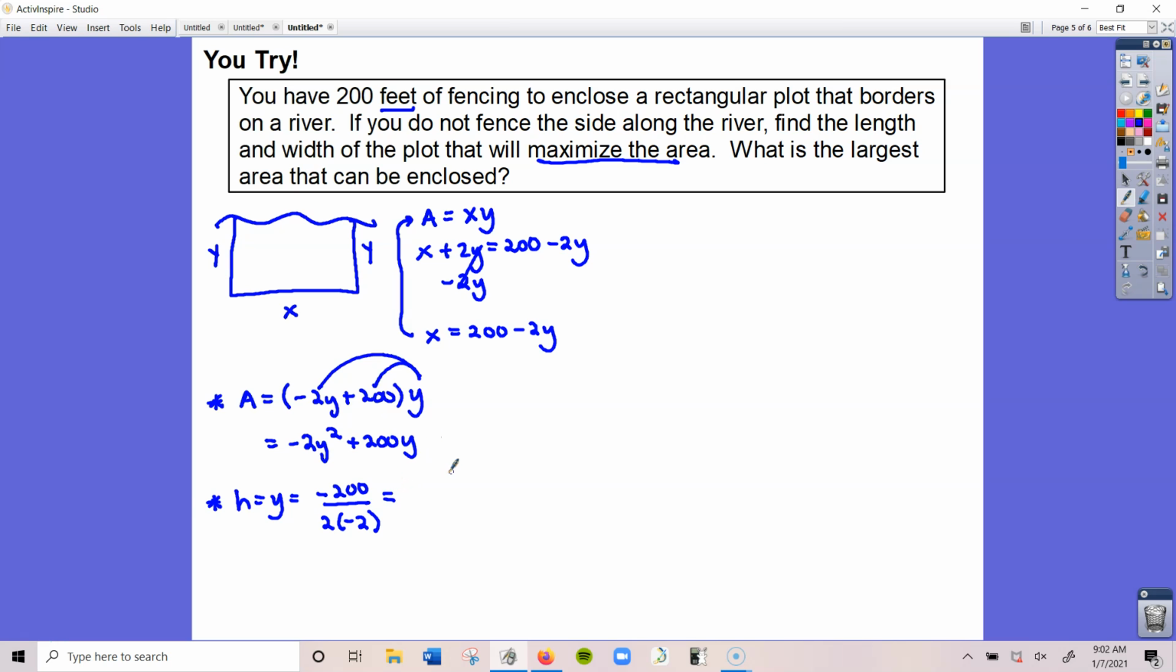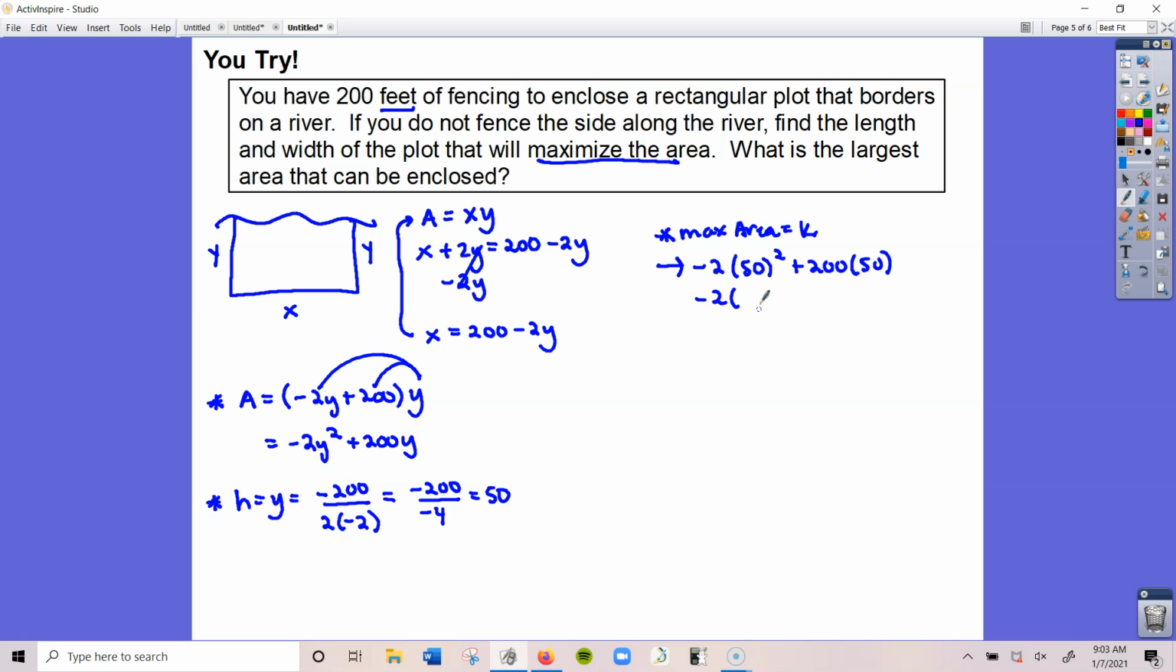This will give me negative 200 divided by negative 4, which is equal to 50. So this is the value of y. That is solved. But now we're going to plug this back into my equation for area to get the maximum area. Let's do that over here. So max area, which is equal to k, is going to be negative 2 times 50 squared plus 200 times 50.